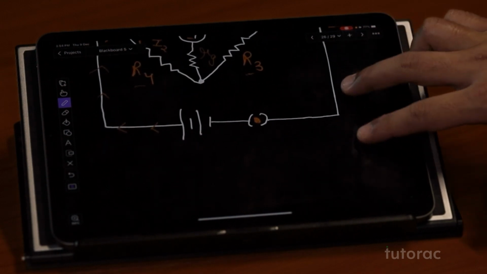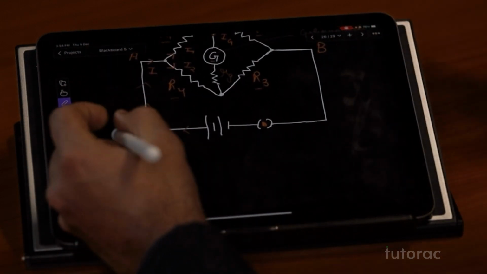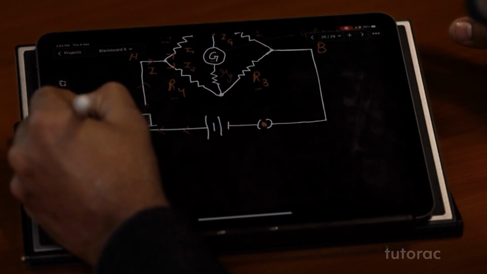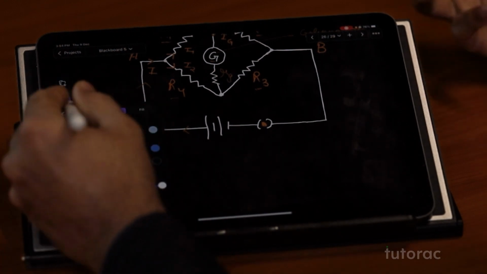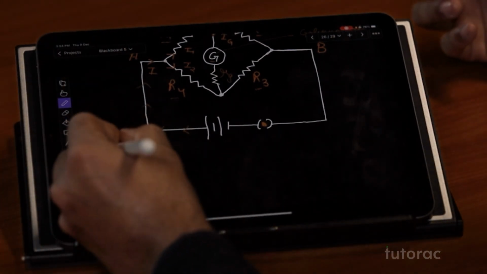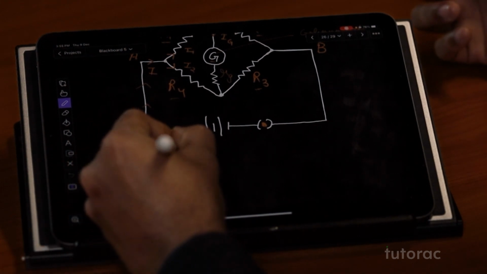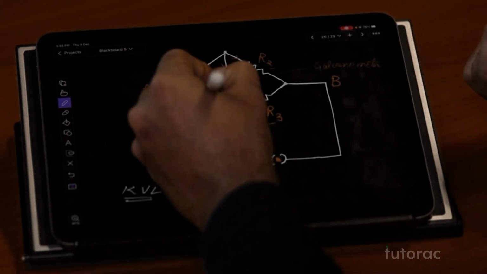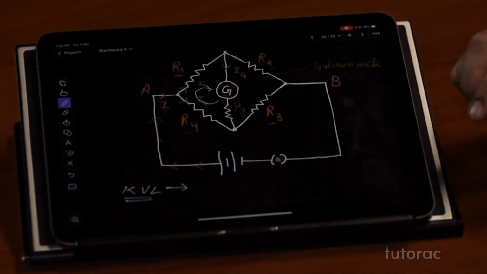Let's try to understand why I am teaching you this and what will be the use of these types of circuits. So first, we'll simply apply Kirchhoff's voltage law. Every one of us knows how to apply Kirchhoff's voltage law. Let's apply it for each of the loops. We have two loops here. Let's start with this first loop. I am taking the clockwise direction.